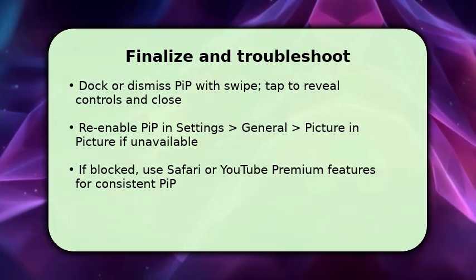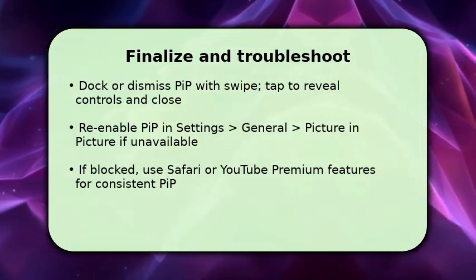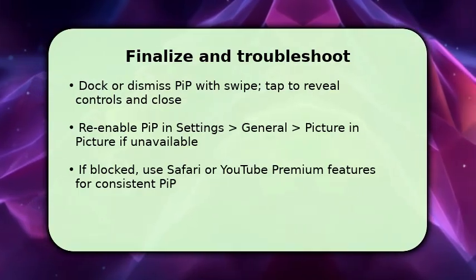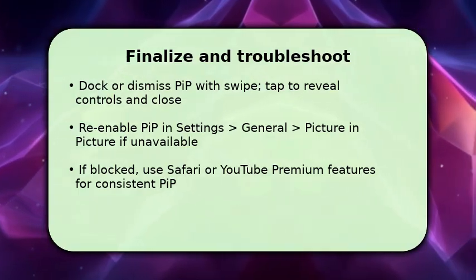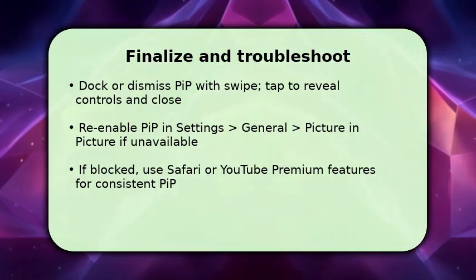One key troubleshooting tip: if playback stops when switching apps, force quit YouTube and reopen, or use Safari to play the same video. This usually restores Pi-P functionality quickly.